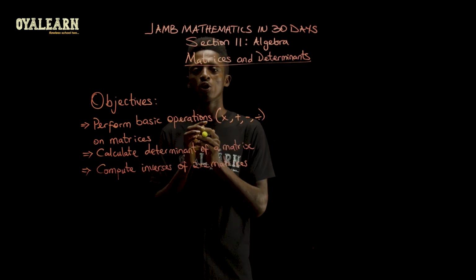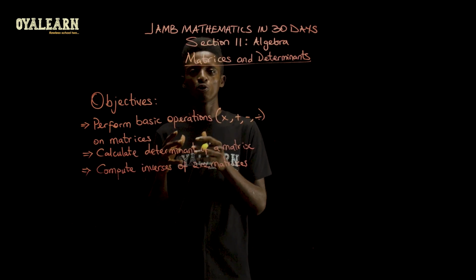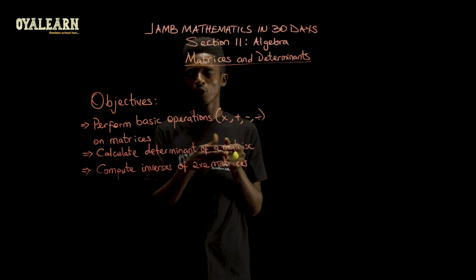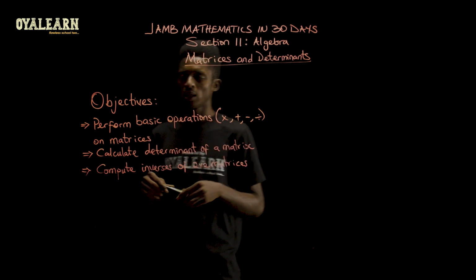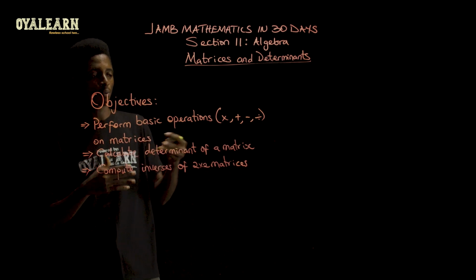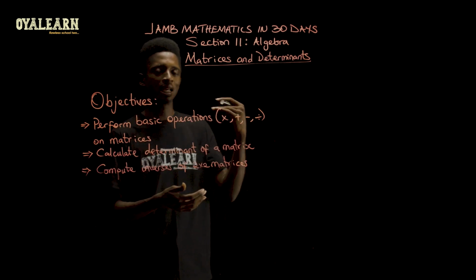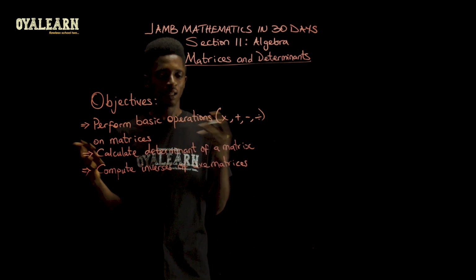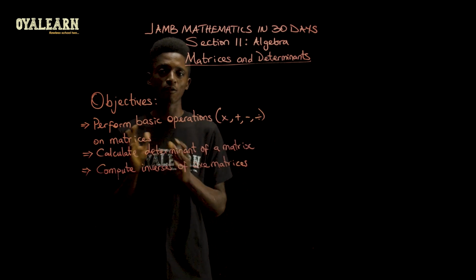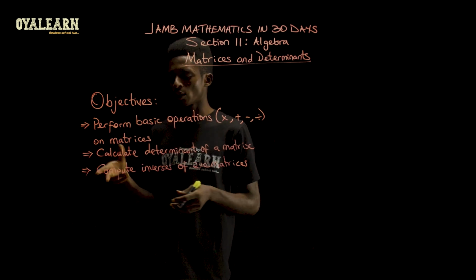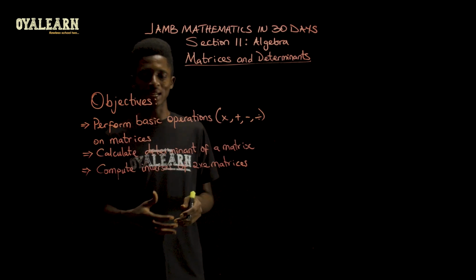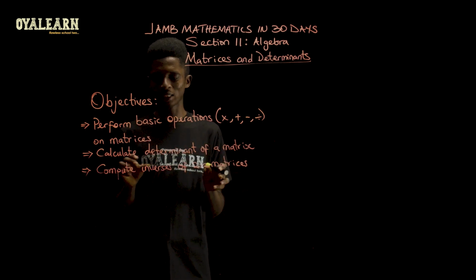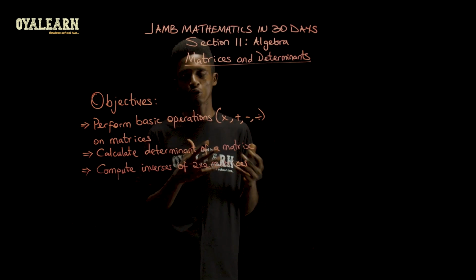But in this video, we're going to be focusing on what is expected of you when you are writing Jamb, and what Jamb expects you as a student to know before you take the exam on matrices. They expect that you should be able to perform basic operations such as multiplication, addition, subtraction, and division of matrices on any kind of matrix you are provided with. And they also expect that you should be able to calculate the determinant of a square matrix. It could be a 2x2 matrix or a 3x3 matrix, but you should be able to find the determinant of such matrices.